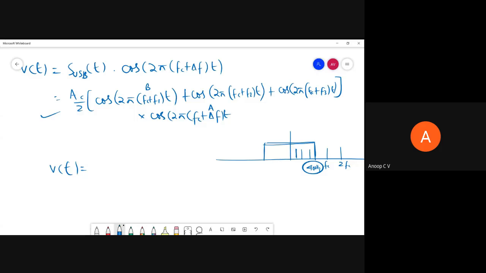So now please try and find out this v of t. Before that, maybe I may ask someone who has done this, if someone can tell me what is s LSB of t, the final expression you got. Maybe I should stop sharing the screen and ask for any volunteer who has done this.